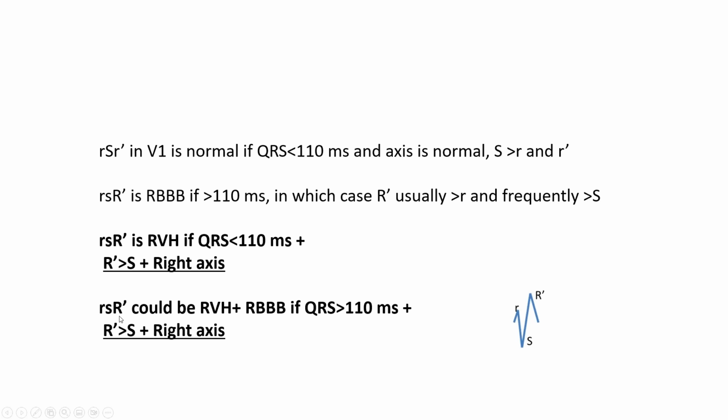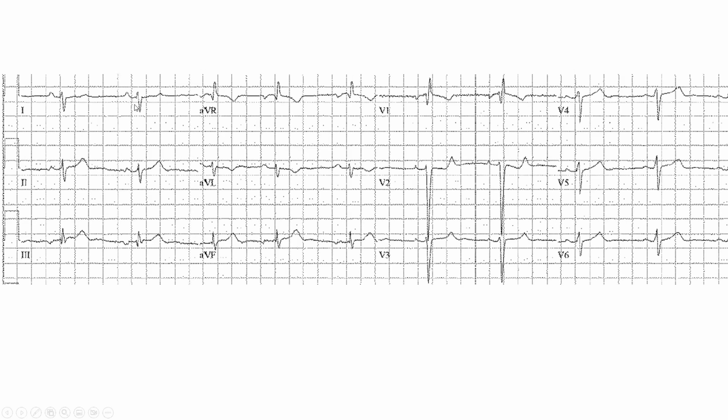Further suggestion of RVH will be R prime bigger than S, or R prime, as I will explain, more than 10 to 15 millimeters. And the reason right bundle branch block doesn't cause right axis is that we always define a frontal axis by looking at the first two boxes of the QRS. We don't integrate the vector of the whole QRS. QRS could be 150 milliseconds, but we're not integrating all the forces. By definition, a frontal axis is defined by looking at the forces of the first 80 milliseconds.